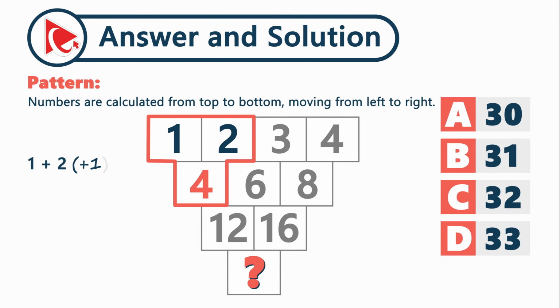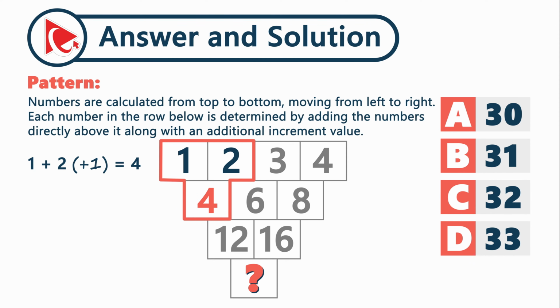1 plus 2 plus the increment of 1 equals 4. And the reason for that is that each number in the row below is determined by adding the numbers directly above it along with the additional increment value. And as you might have guessed, for the calculations in the second row, the increment is plus 1.